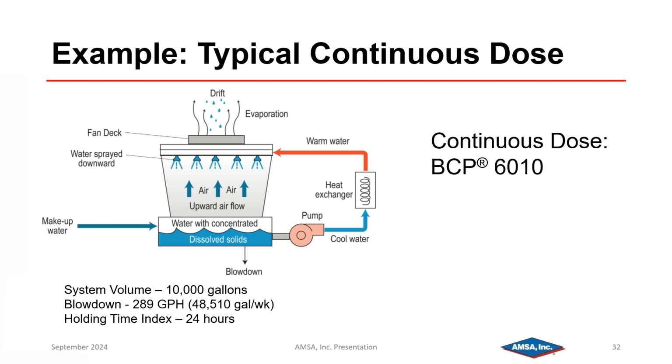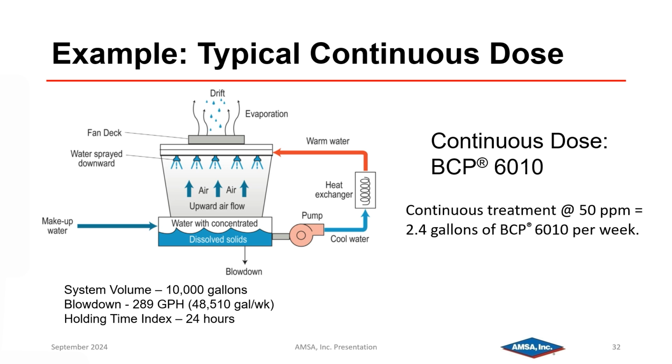Now let's look at that same system as a continuous dose program with BCP 6010. In this instance, we would use the lower range of concentration or 50 ppm as you are keeping surfaces continuously clean. At that level, you would use 2.4 gallons of BCP 6010 per week in this system.